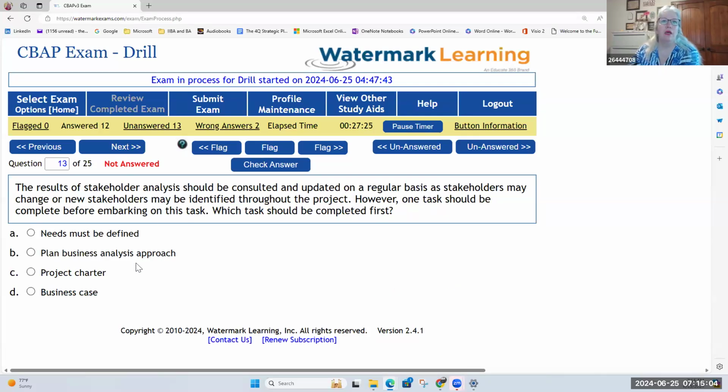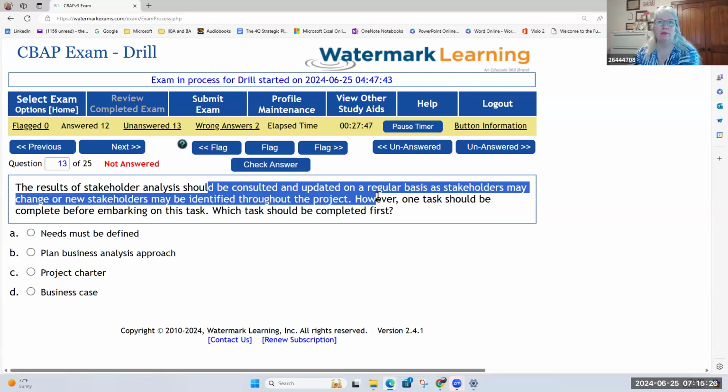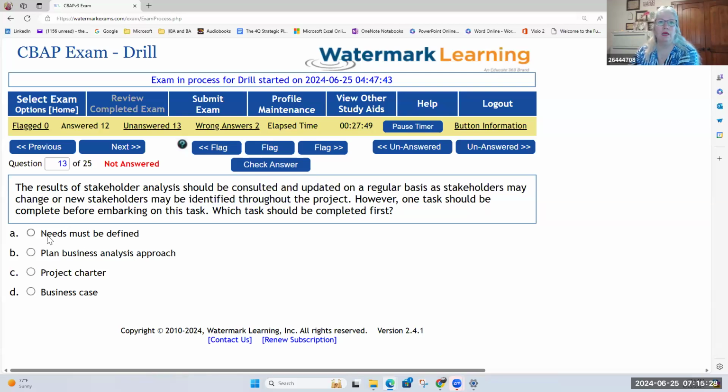Very good. The results of stakeholder analysis should be consulted and updated on a regular basis as stakeholders may change or new stakeholders may be identified throughout the project. However, one task should be complete before embarking upon this. Which task should be completed first? So it's probably an input to this that we're talking about. So would it be needs should be identified? Is that a task? I don't think so. Plan business analysis approach, project charter, or business case?